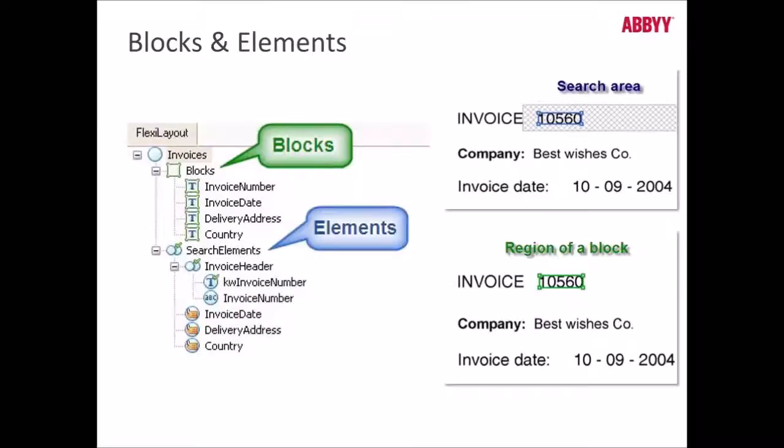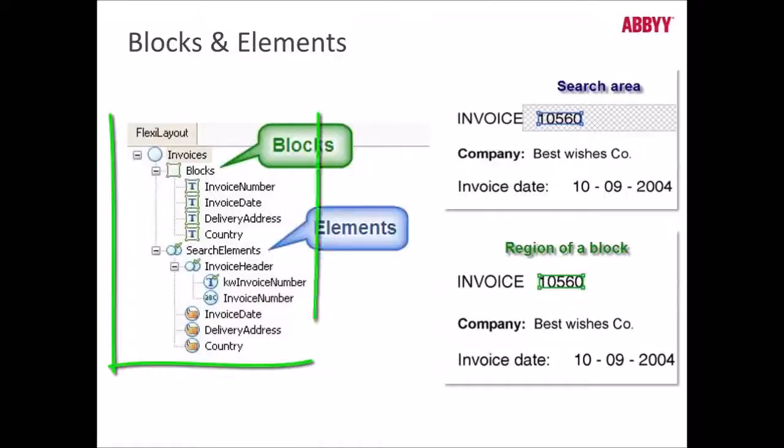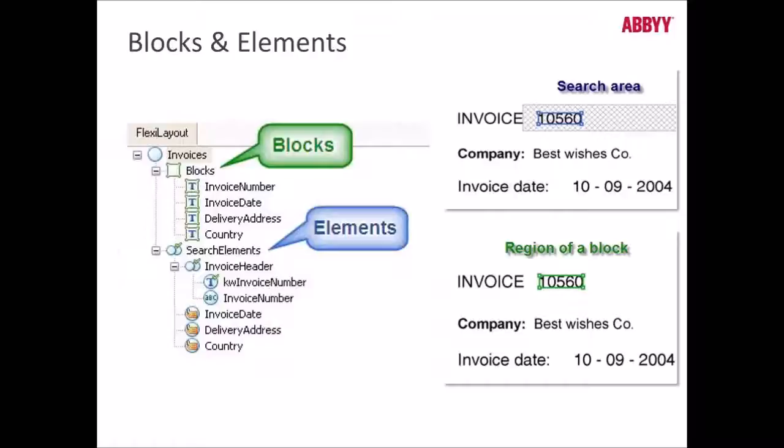Here I will explain the most essential thing for understanding FlexiLayout, actually the basics. In the graphical interface, a FlexiLayout is a tree-like structure with branches of blocks and elements. What are blocks and what are elements? A block is a region on the document image from which data should be captured. All the blocks in the FlexiLayout are absolutely the same as document definition fields from which we need to extract the data.